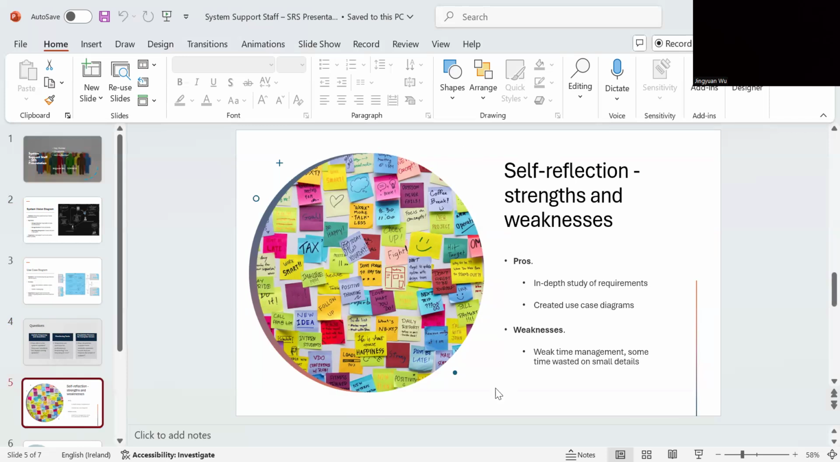This page is about my strengths and weaknesses. I think my strengths are that I researched the requirements deeply and participated in the creation of use case diagrams. And my weakness is that time management was not good enough, and sometimes too much time was wasted on small details.